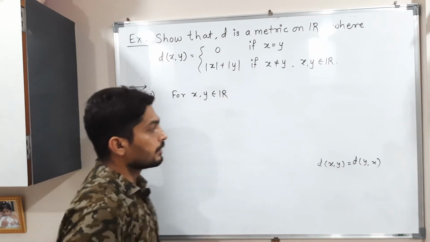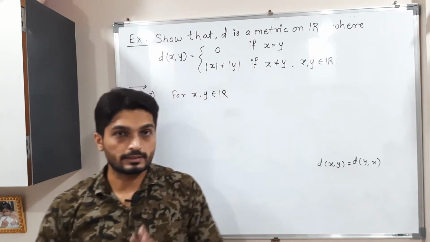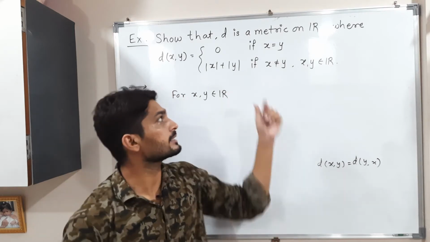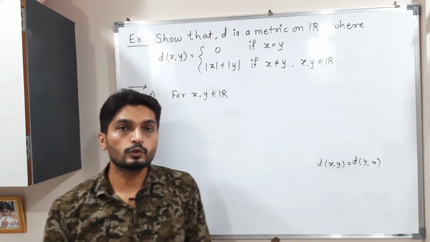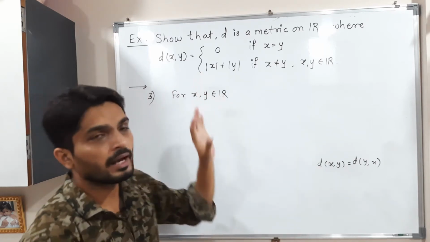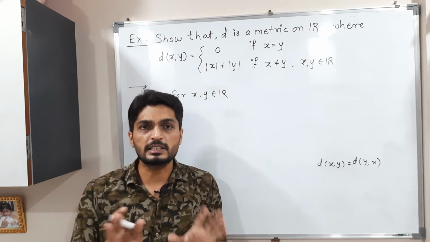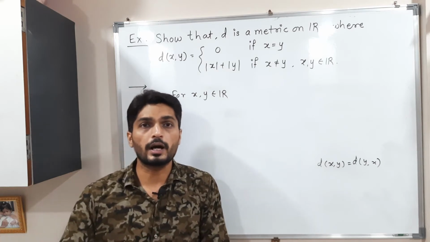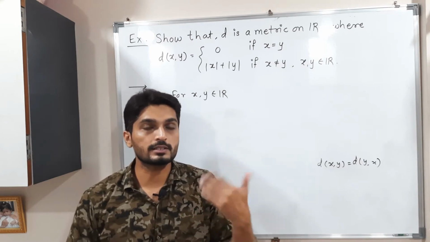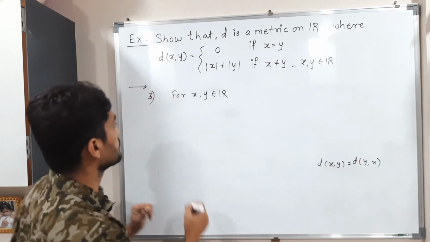I will discuss two cases. The first case is x is equal to y, and obviously the second case is x is not equal to y. So in both cases we will prove that we are getting this. When the given definition has two or three parts, like x equal to y and x not equal to y, then we have to follow this method. We have to discuss several cases. So let us discuss those cases.